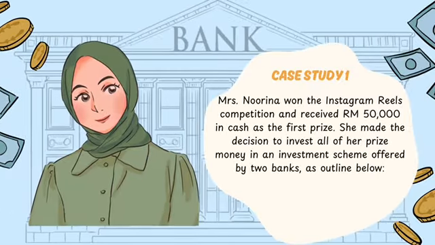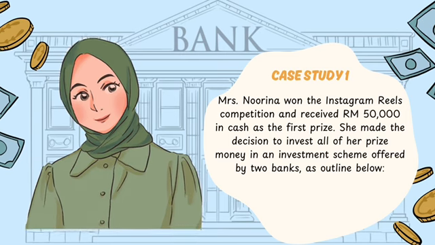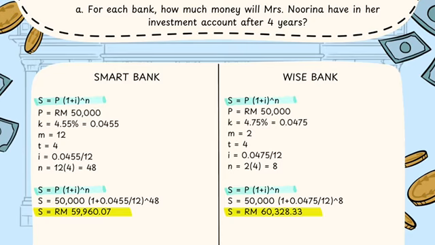Case study 1. Mrs. Norina won the Instagram Reels competition and received 50,000 ringgit in cash as the first prize. She made the decision to invest all of her prize money in an investment scheme offered by two banks, as outlined before. Bank interest rate offered: Smart Bank is 4.55% compounded monthly. Wise Bank is 4.75% compounded every 6 months. A. For each bank, how much money will Mrs. Norina have in her investment account after 4 years?